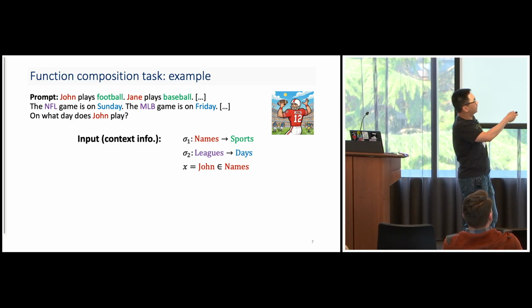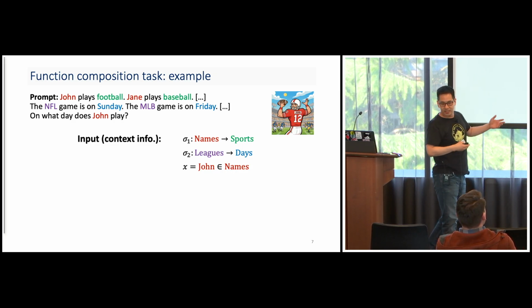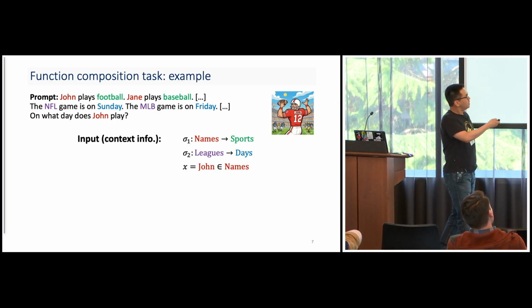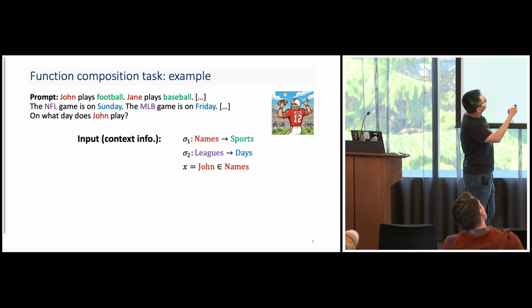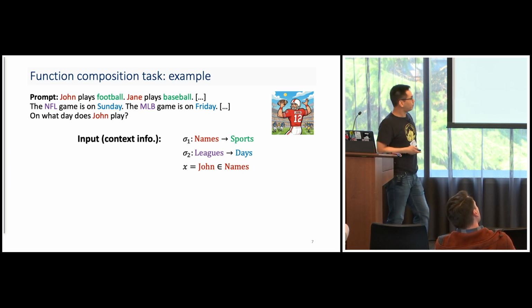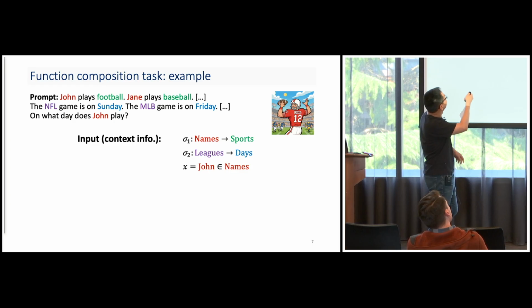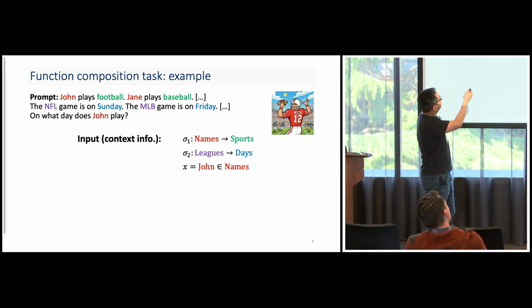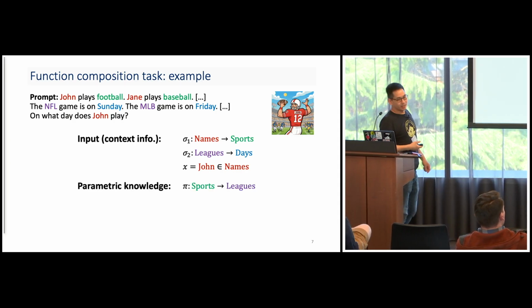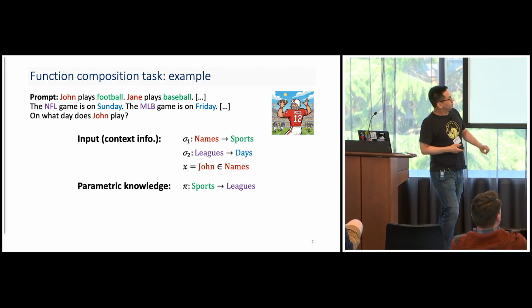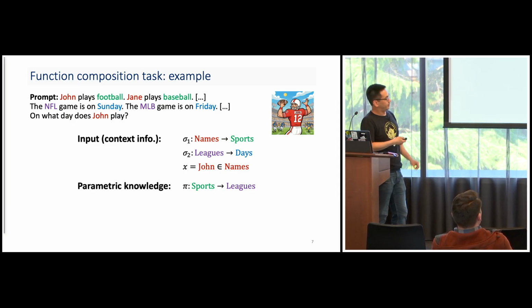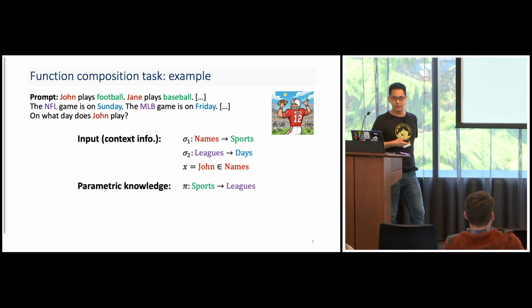Okay, so what is the context information? The context information here is that you've listed a bunch of people's names and told you what sports they play. That really defines for you some function. And there's another function that tells you a bunch of leagues of sports and on what day of the week they play. And then finally there's the question. The question here is: John is one of the names, and I would like you to tell me on what day of the week John plays. What's not explicitly in the input is the information that you need to learn from data, this parametric knowledge, which is the mapping from sports to what leagues play these sports.